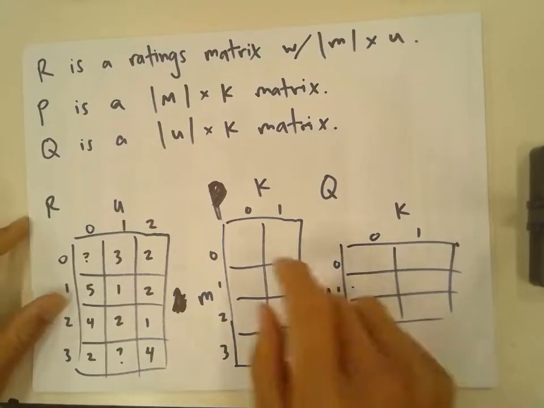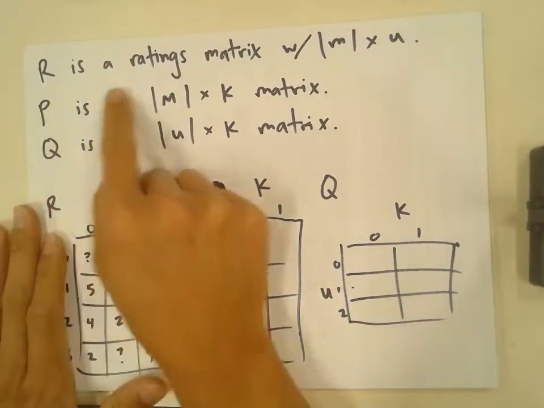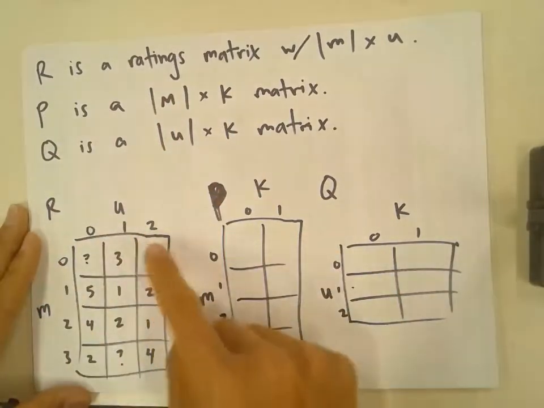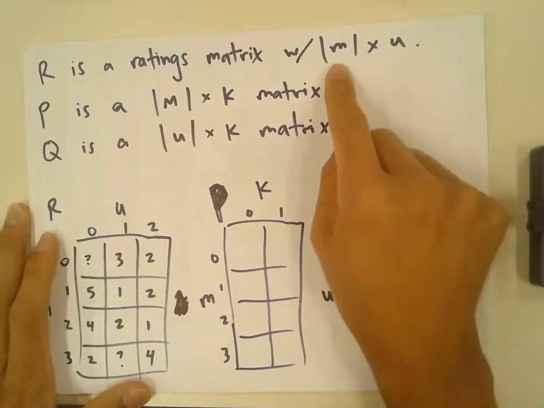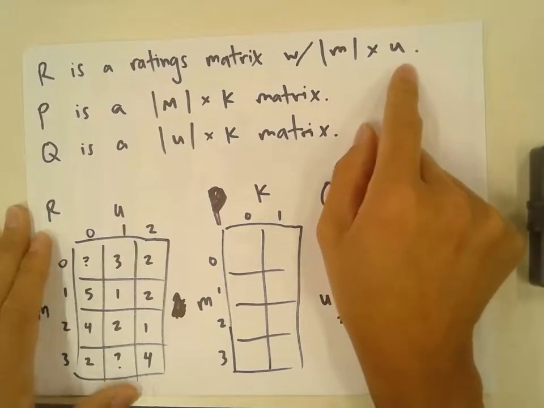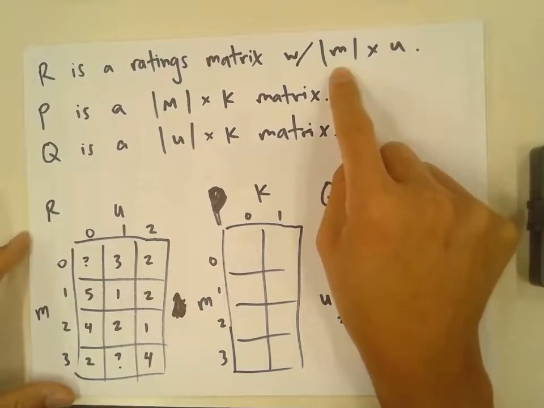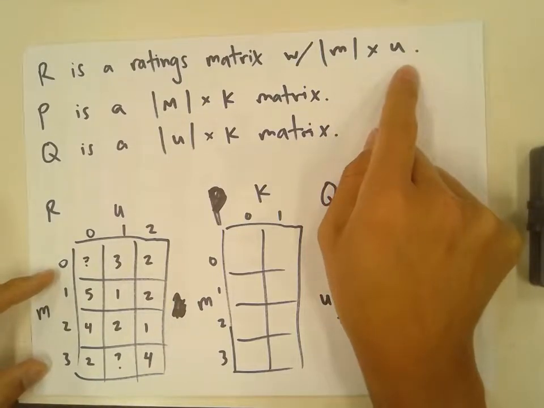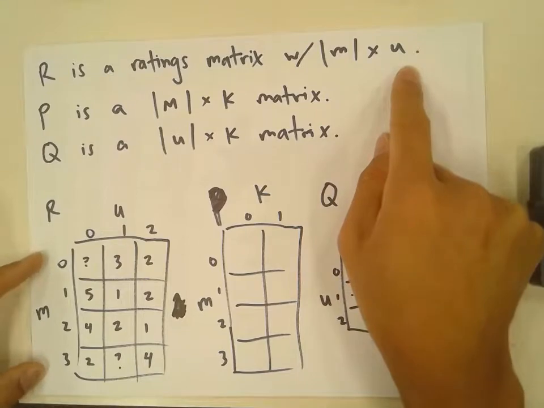Let's define a couple of matrices. The first one is going to be R, and it is the ratings matrix. It's the matrix that contains all of the ratings. We would see it here. And it has dimensions of M by U. M we're going to use because it designates the movies, and U we're going to use because that designates the users.